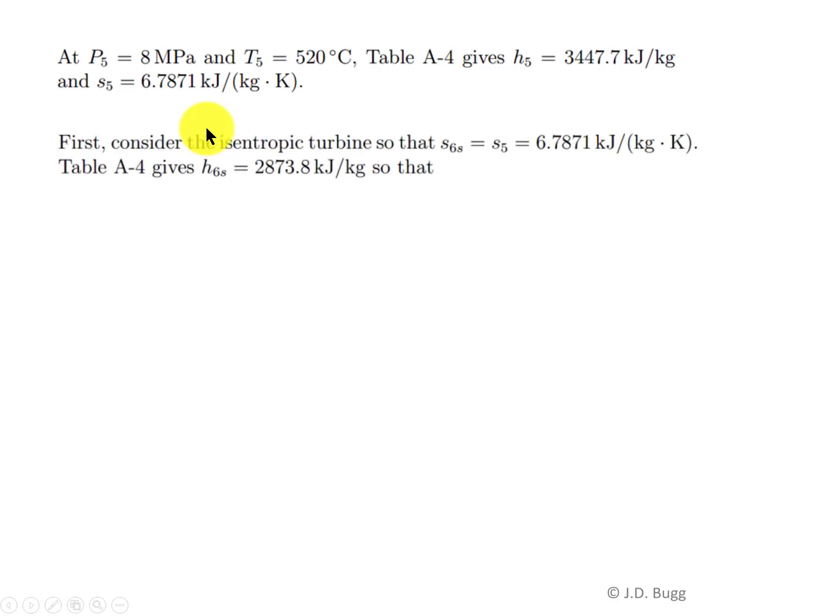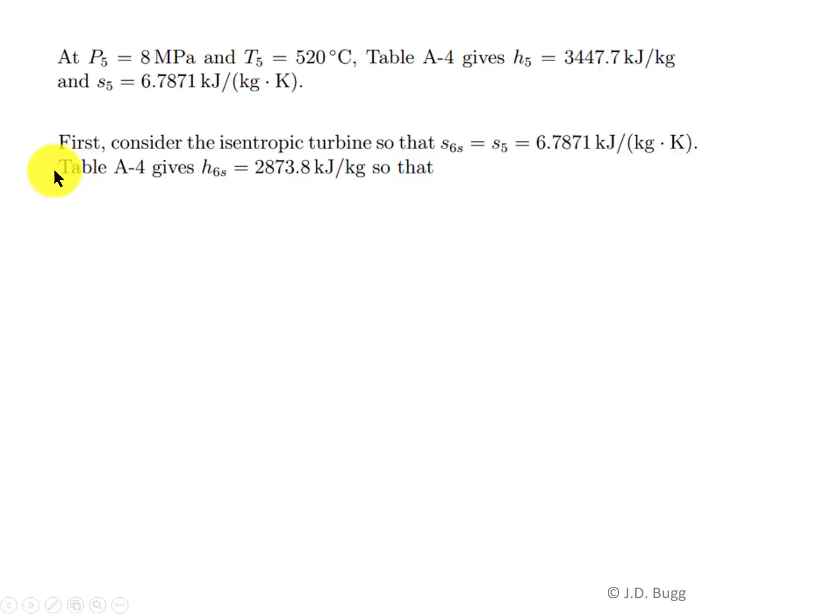Now, what we need to do is consider the isentropic turbine first. Notice this particular turbine is not an isentropic turbine. It has an efficiency of 80%, but we need to first consider the isentropic turbine so that we have enough properties to evaluate the state at the exit. So the isentropic turbine will have an exit entropy the same as its entrance. So S6S will be equal to S5, and that's the value we just looked up here in table A4.